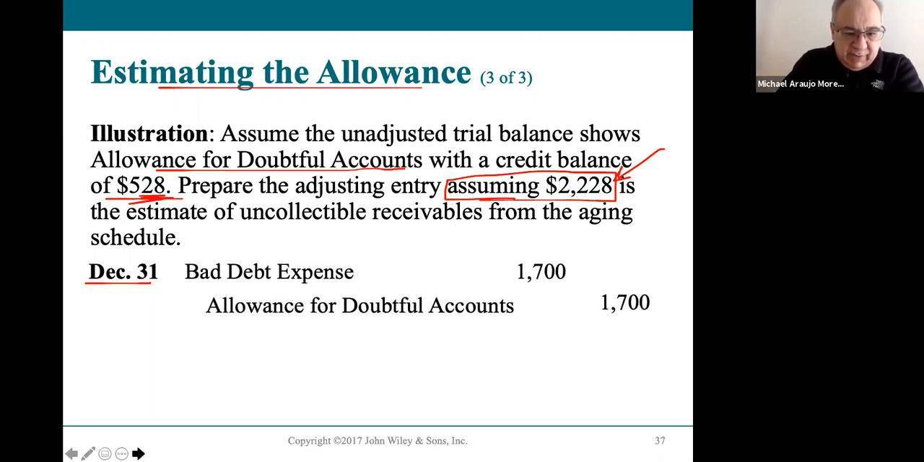Well, you can only write off the difference. You can only write off the difference. So your bad debt expense for that year is going to be the difference of what you want the balance to be and what the balance already is that's in the account. So the difference here is 1,700. So your bad debt expense would be the debit for 1,700. You're going to adjust your allowance account with a credit of 1,700 because there's already $528 on the credit side there. If you credit it by another 1,700, you'll get to the 2,228.